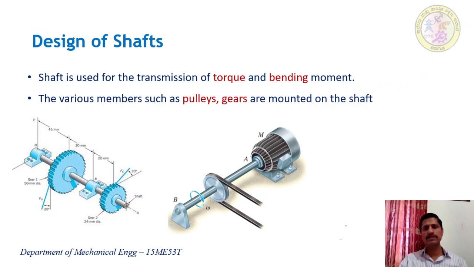Shaft is used for transmission of torque and bending moment. It means the shaft is subjected to twisting moment and bending moment. It is subjected to twisting moment because it is meant to transfer power from one device to another, and it is subjected to bending moment because the weight of the gears or pulleys tends to bend the shaft, or sometimes because of belt tensions or the rotational forces of gears, there will be bending of the shaft. So we have to design a shaft in such a way that it withstands the twisting moment and the bending moment. And the various members like pulleys and gears are mounted on the shaft by using a key.